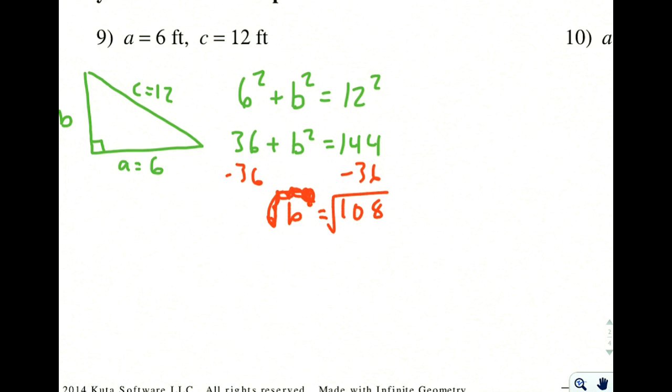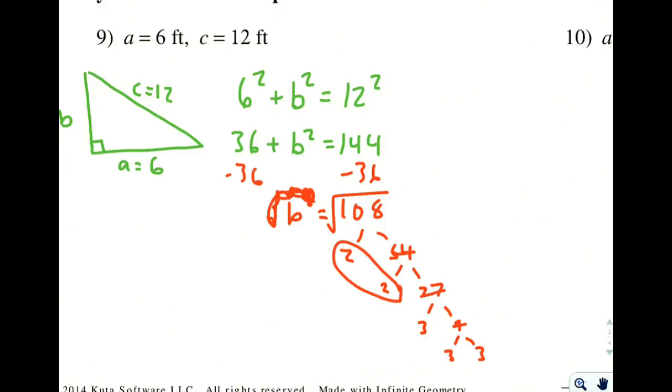And 108, being an even number, is at least divisible by 2, so there's a chance this could reduce. So let's go ahead and factor this down. We get 2 and 54. Again, even, so we can at least factor out a 2. We do that, and we get 27. 27 divisible by 3, and we get 9, and then 3 and 3. And we know our interim values here on the tree don't count. We only look at the ends on the tree.